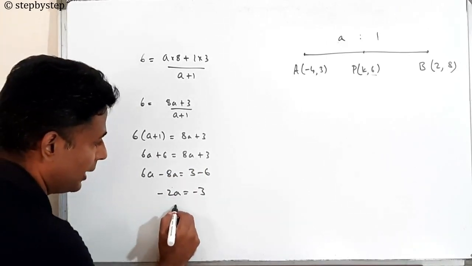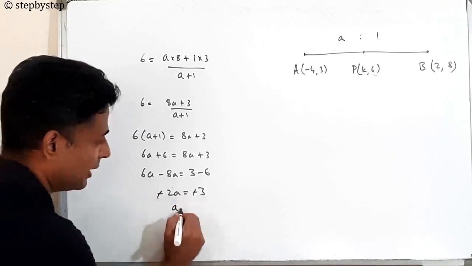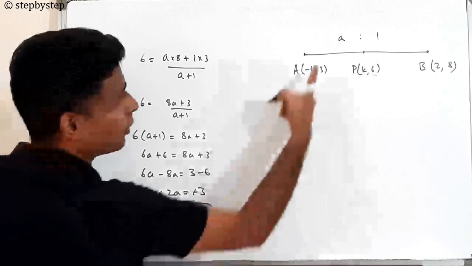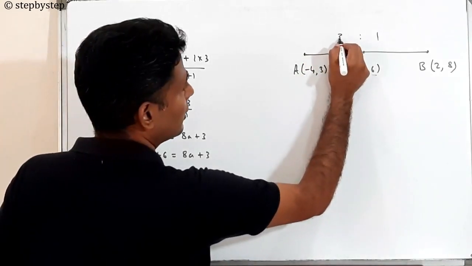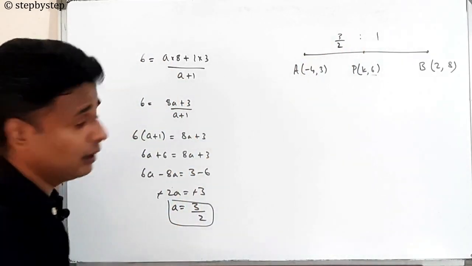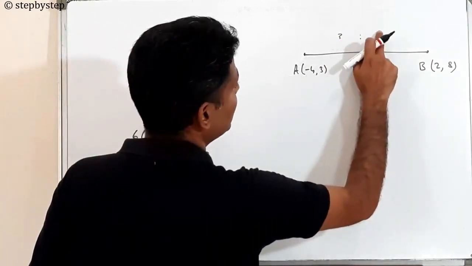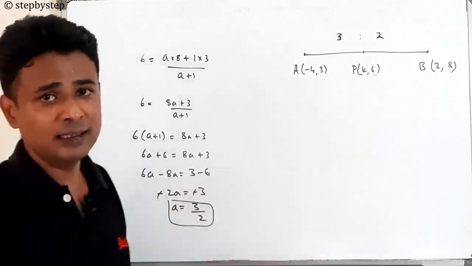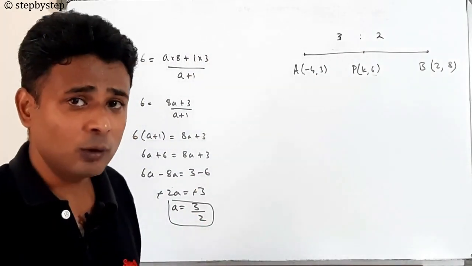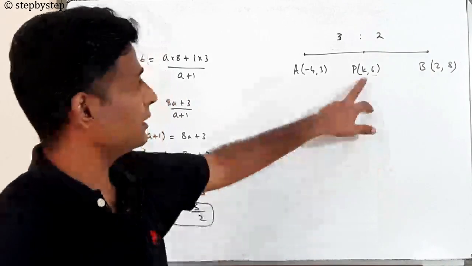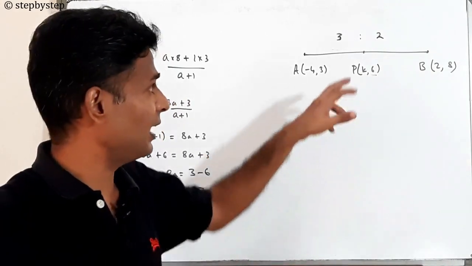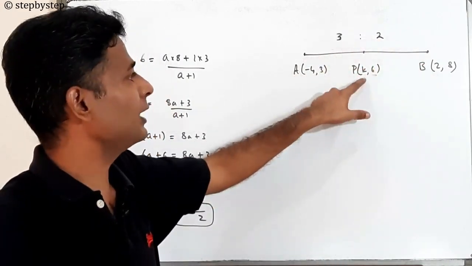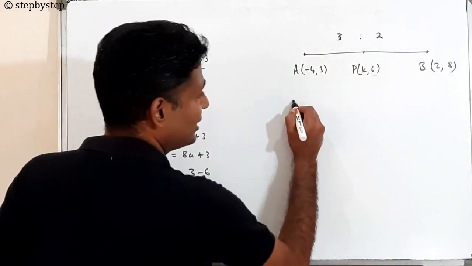So what do I get? The minus signs will cancel. I'll get a is equal to 3 by 2. So a is equal to 3 by 2, which means the ratio is (3 by 2) by 1, which means the ratio is 3 is to 2. So now we found the ratio in which it is dividing. But what was the question they had asked? They had asked us to find the value of k. They had not actually asked us to find the ratio in which it divides. Now we have found the ratio in which it divides. So now we can find the value of k. k is the x coordinate.